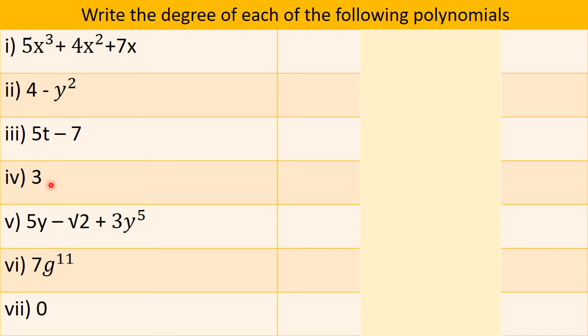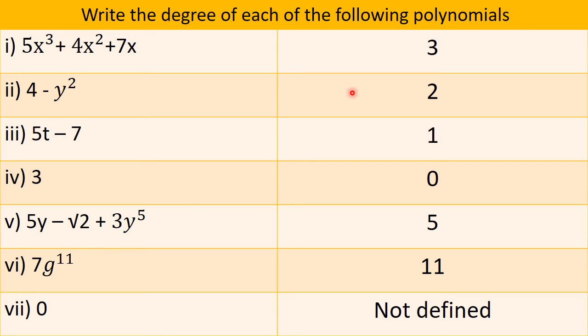Already we have discussed, if you don't have a variable, how to write it. Then in this case, here you have the highest power, and in this case it is 7g to the power of 11, and here it is 0. Just now we saw, if you have 0, it will be not defined. So now what we need to do, we will just check. Here when you check, it is 3, 2, 1, 0, 5, 11, and here it is not defined.